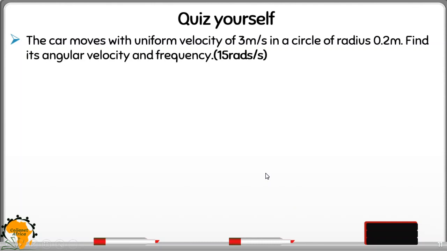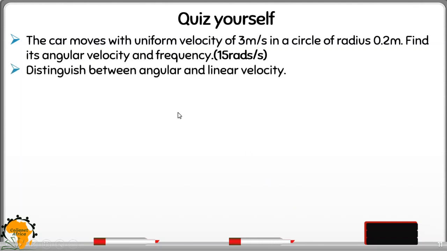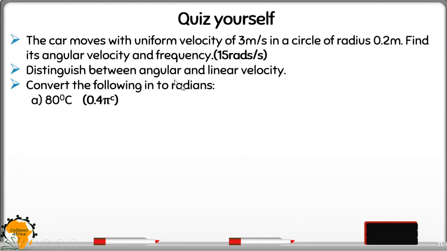Then we have a quiz. At every question, the answers are given. But if you look at the second quiz here, you're supposed to define, or differentiate, or distinguish between angular and linear velocity. It is important to evaluate yourself. Don't go back to the notes and then recopy. Make sure that the definition or the differences are coming from your head.